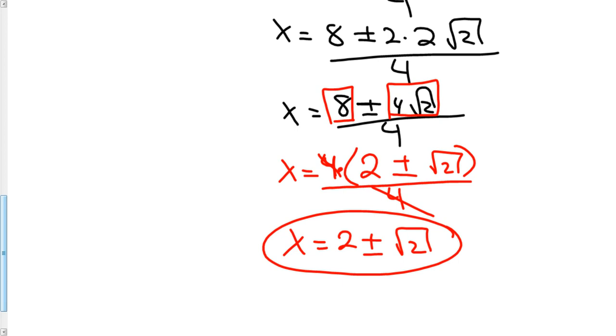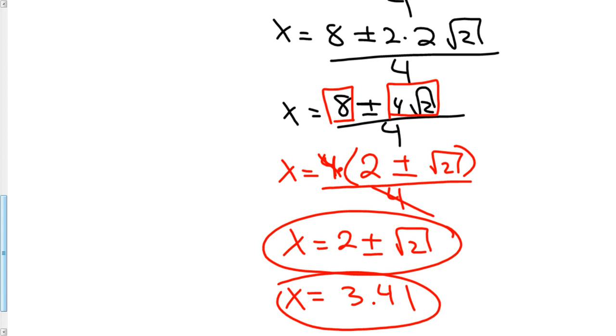I would have to do both parts. So that means I would get 2 plus the square root of 2, and that's going to give me x equals 3.4. And if I wanted to round to 2 decimal places, it would be 3.41. That would be the 2 plus the square root of 2. So this one is the approximate answer of the exact answer, which is 2 plus the square root of 2.